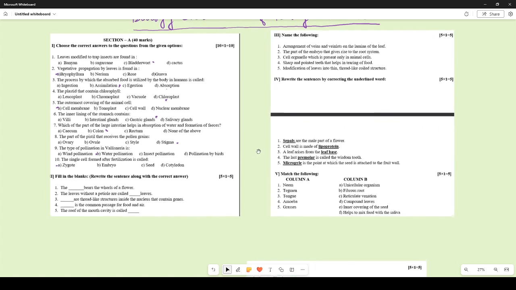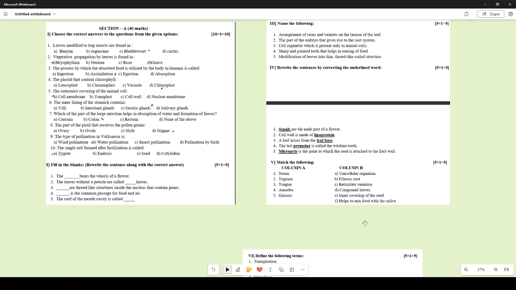And now let us come to the fill in the blanks. The dash bears the whorls of the flower. Over here you are supposed to write the thalamus. The thalamus bears the whorls of flower. And remember, in fill in the blanks, we told you that if you are getting the spelling incorrect, you are getting a 0. You are not getting any marks. If there is even a single letter error in your spelling, you will get a 0.